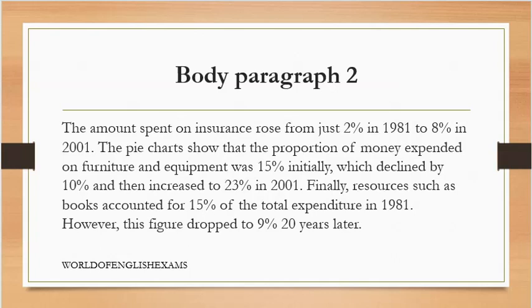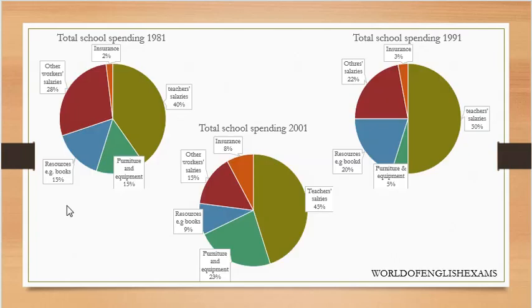Finally, resources such as books accounted for 15% of the total expenditure in 1981. However, this figure dropped down to 9% 20 years later. So, on books it started at 15%, and by the final year it dropped down to 9%. So have you seen how well the graph is represented? So this is how you have to write it, guys. I hope you found this structure helpful, but before I close it, I will be giving you 1.5 minutes of time to write the structure for body paragraph 2. Start.